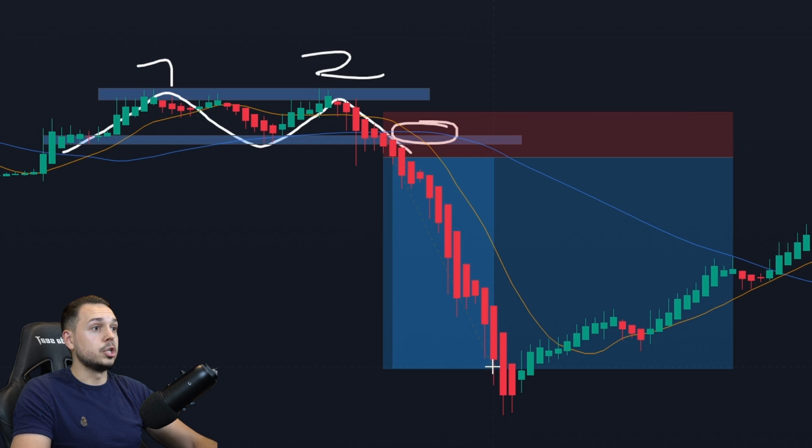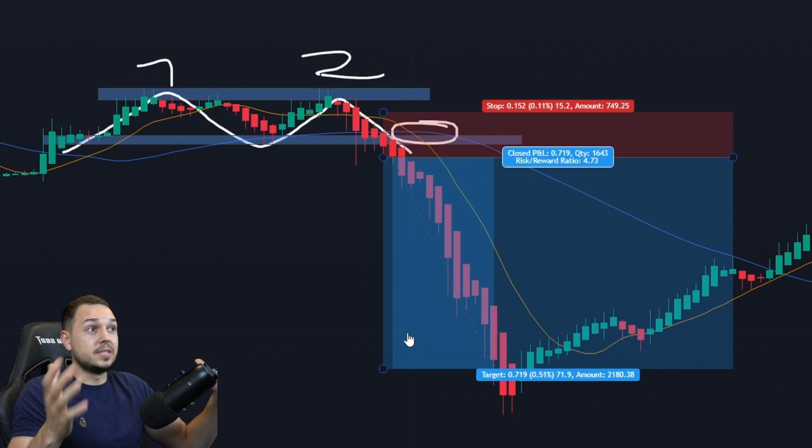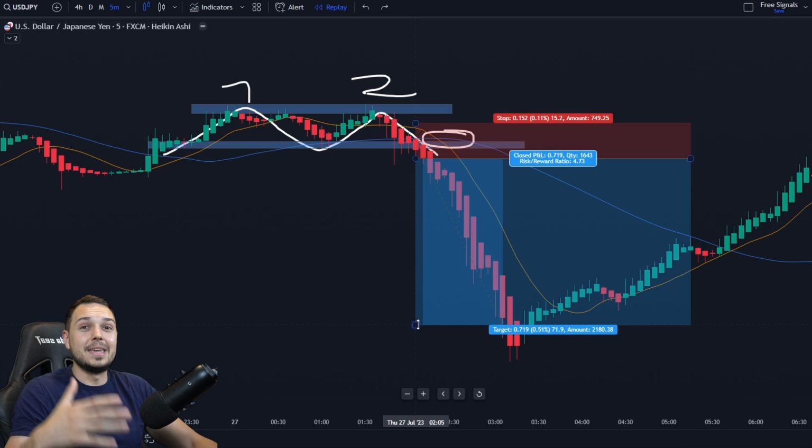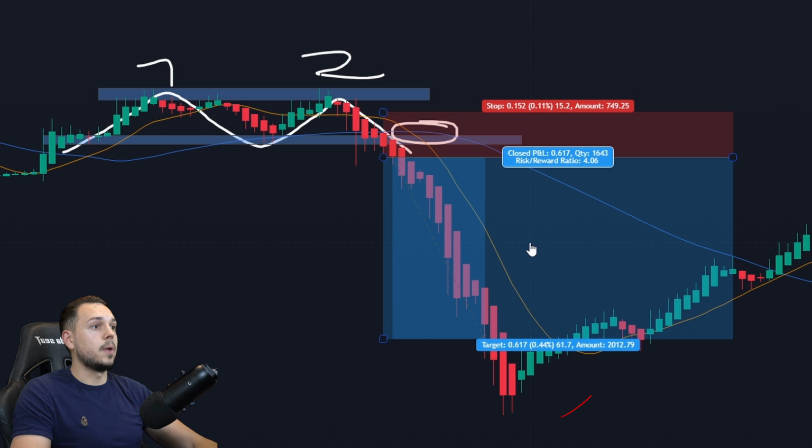So we could have potentially closed it just around here, which is still pretty damn good. Risk to reward becomes 4.73. That's an amazing trade. Or you could have been even greedier and waited for that 12 moving average cross, which is around 60 pips. Still very good.